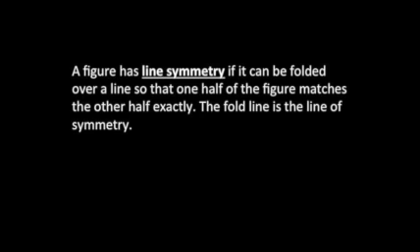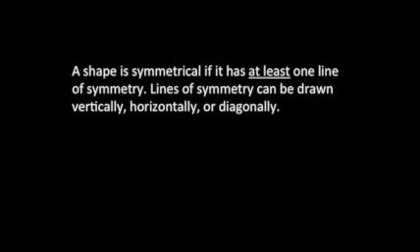A figure has line symmetry if it can be folded over a line so that one half of the figure matches the other half exactly. The fold line is the line of symmetry. A shape is symmetrical if it has at least one line of symmetry. Lines of symmetry can be drawn vertically, horizontally, or diagonally.